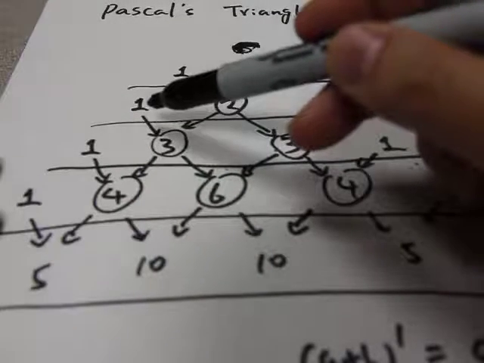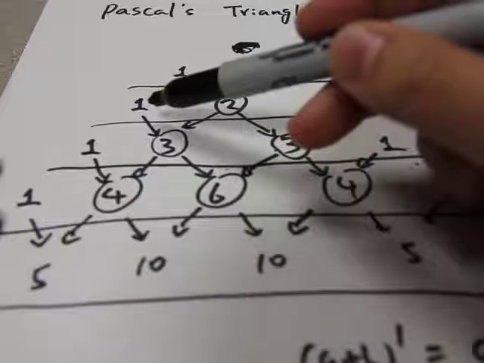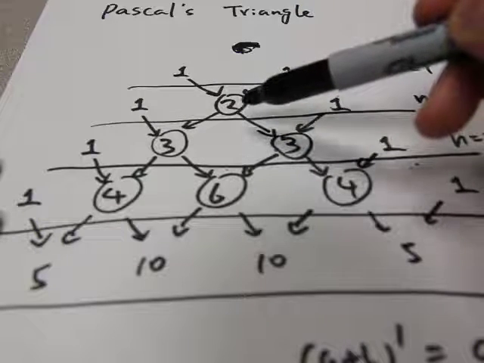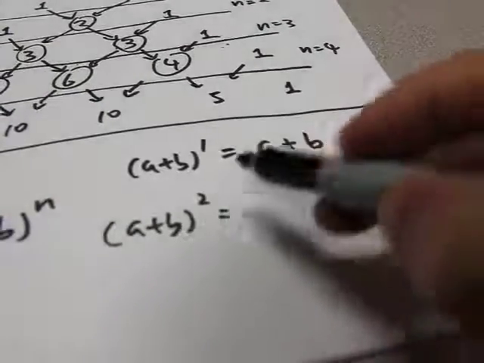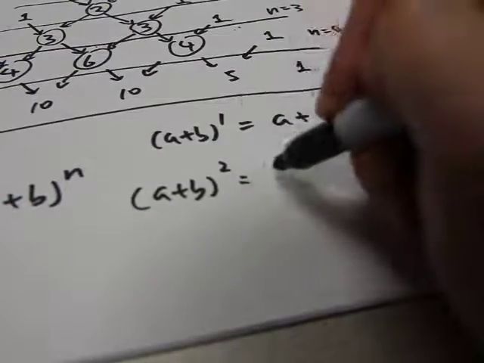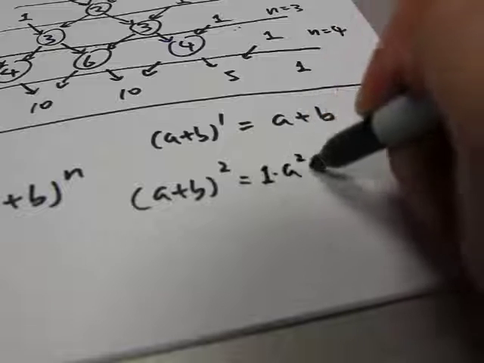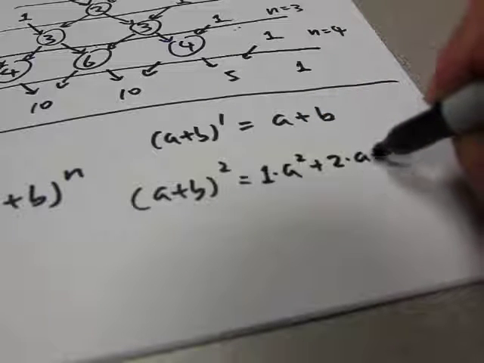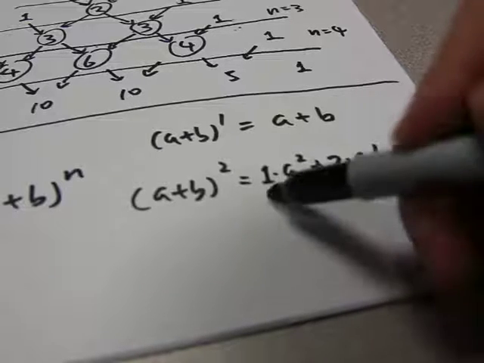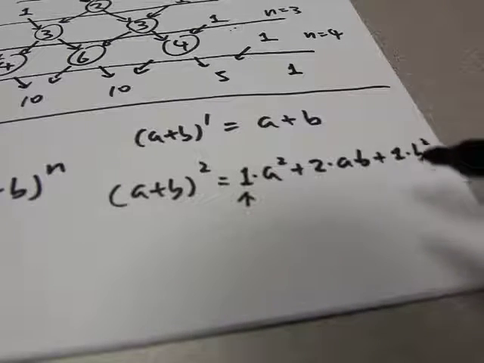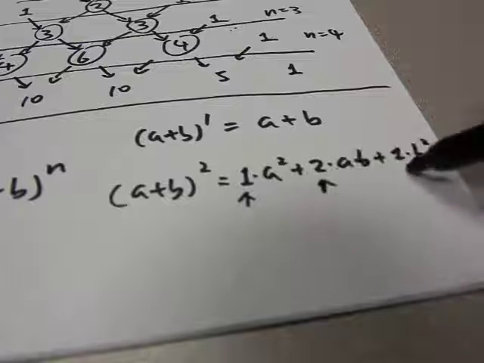So the first term, the coefficient is 1. The second term, the coefficient is 2. The third term, the coefficient is 1. So that's why (a + b)^2 is 1 times a squared plus 2 times a times b plus 1 times b squared. See, the coefficients are 1, 2, and 1.